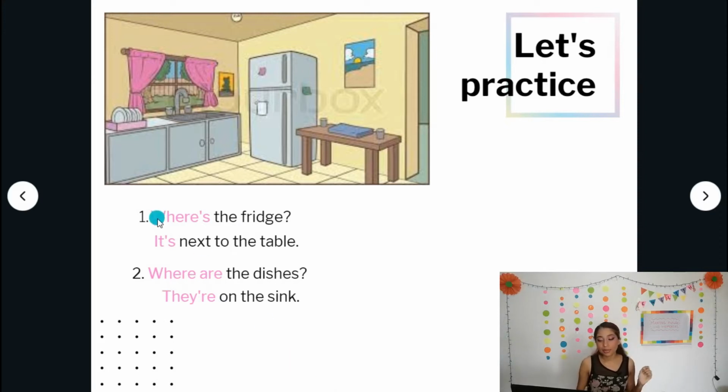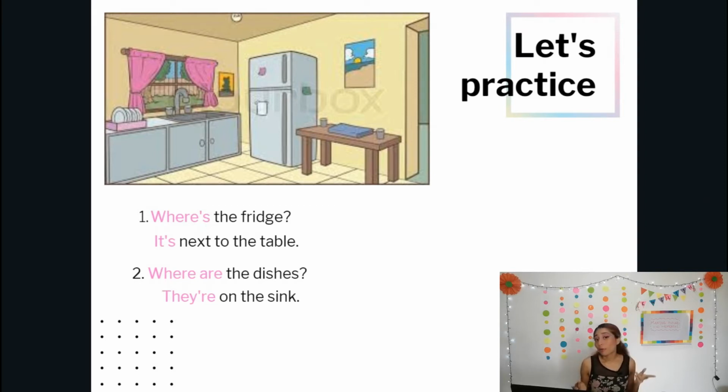So look at this. I show you this example, and it says, "Where's the fridge?" And if you look at the picture, you might get it. So the answer says, "It's next to the table." This is the question and the answer to ask about only one object, only one thing.